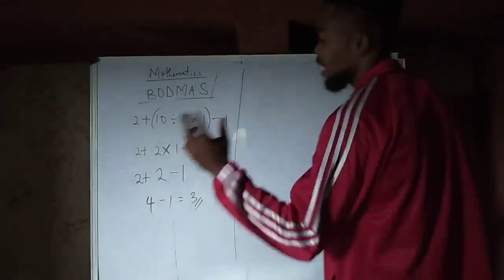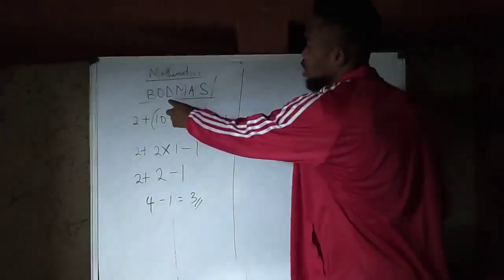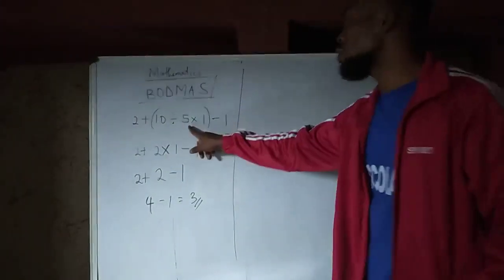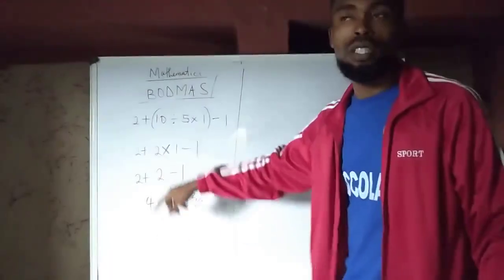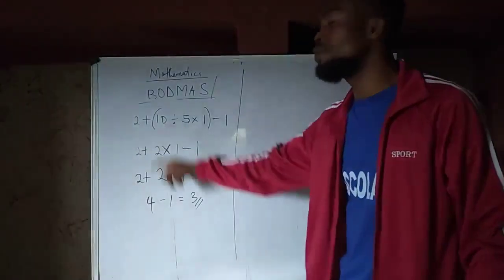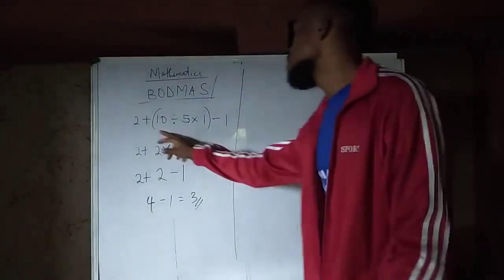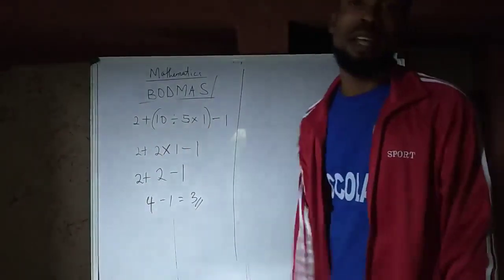Of course, like I told you earlier, division and multiplication can be done interchangeably. If I had decided to do 10 times 1 before 5 times 1 before the division, I'll still be good. Now, provided this is in a bracket, we can start with the bracket.